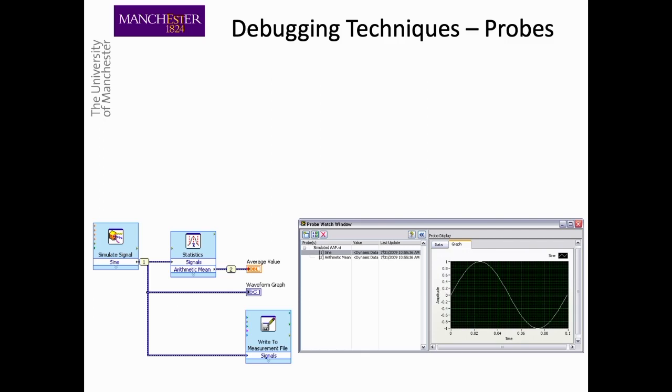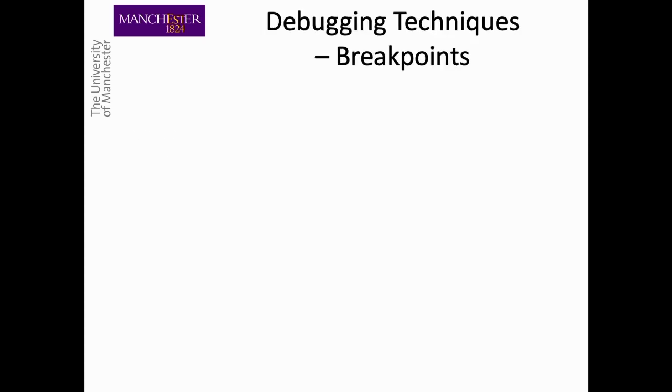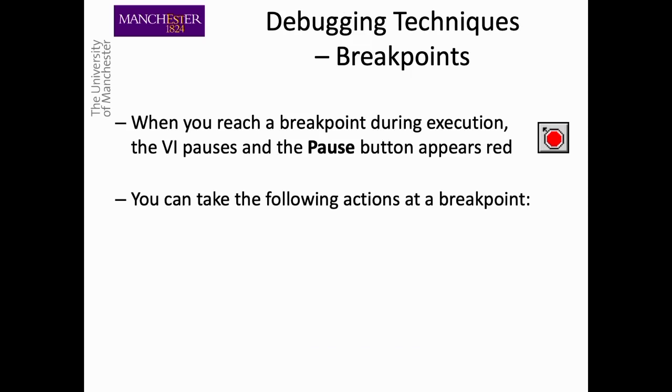Okay, so we can use probes, the probe tool, so that's the indicator on the front panel that you would see. Retain values in the wires, so you can keep them and look after the VI has finished. So when you reach a breakpoint, we talked about the idea of reaching a breakpoint. You can right click on a wire, insert a breakpoint, and like we said, it will stop at that point, and then you can use these other functions.